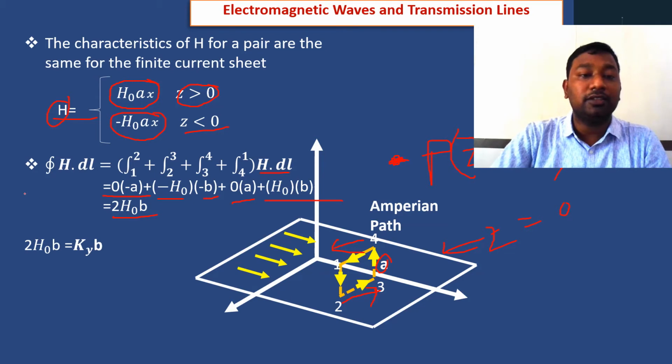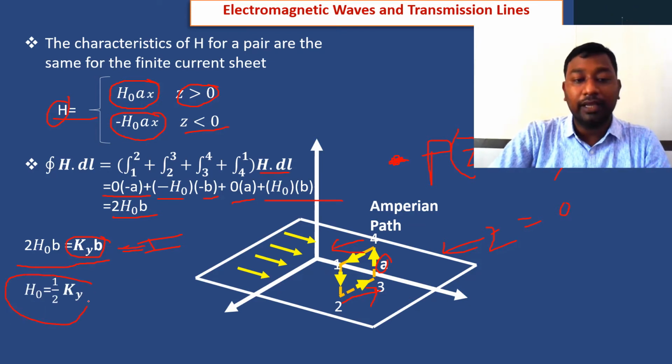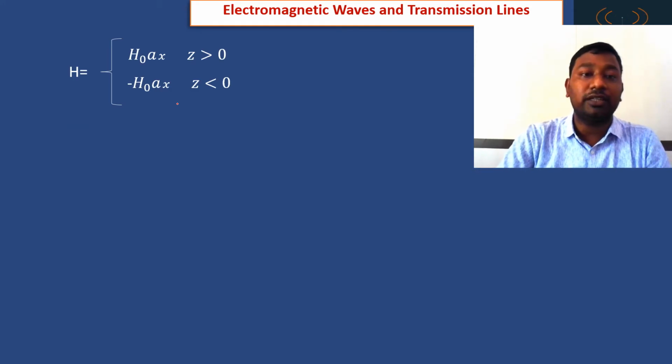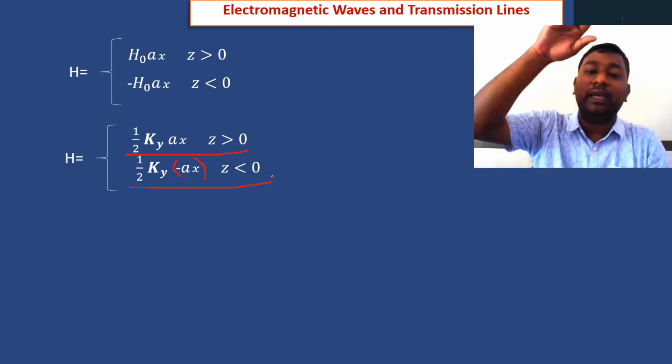Now we know that 2 H naught b equals K y into b. This K y value we already know, this is the I value, so H naught equals half into K y. Now if we put the value of H naught, then we can find our answer. We know H naught is half into K y, so H will become H equals half K y a x for z greater than 0. Similarly H equals half K y into minus a x for z less than 0, so it is positive and negative.